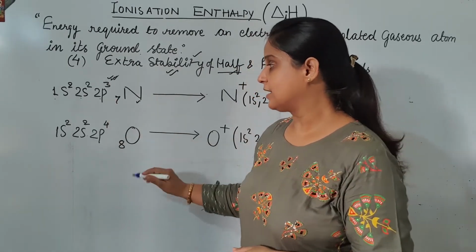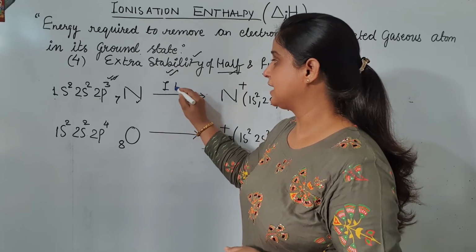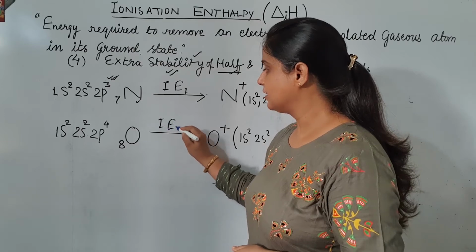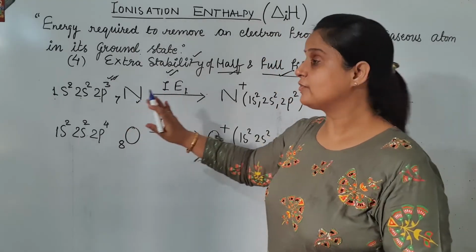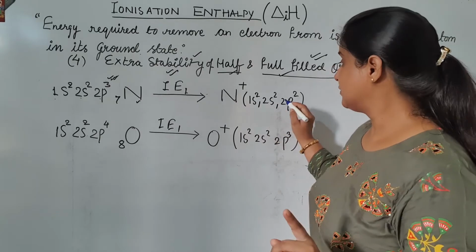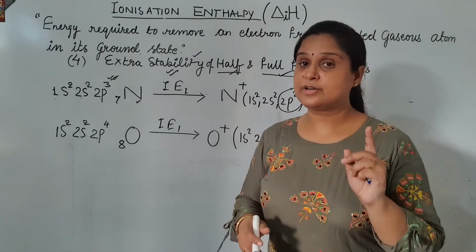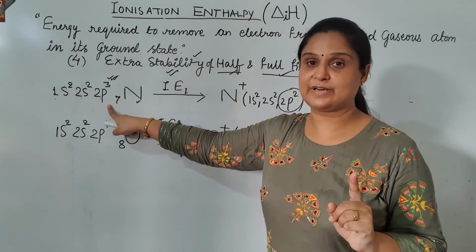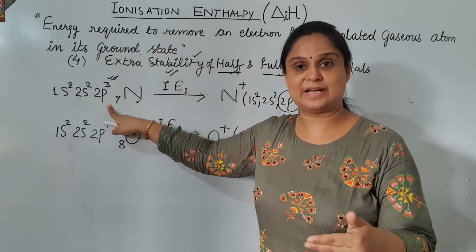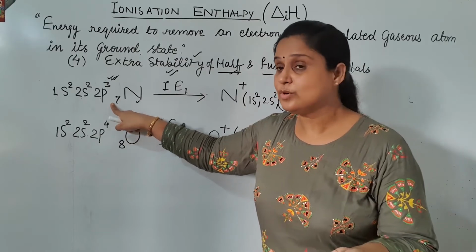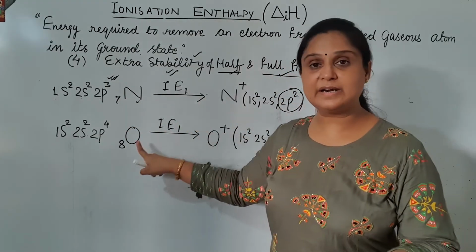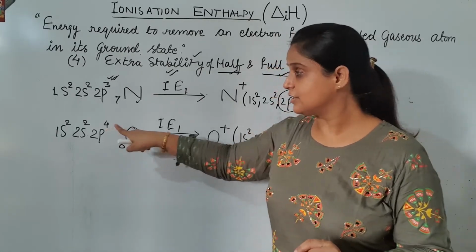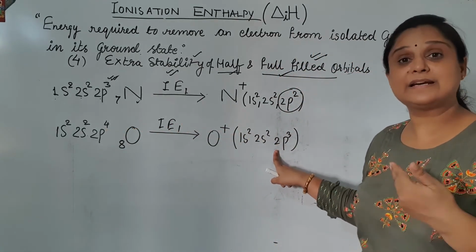If we compare the first ionization enthalpy, that is IE1 of nitrogen and IE1 of oxygen: for IE1 of nitrogen, it will convert into 2p2, and nitrogen will not easily give its one electron because after this removal, it will not be stabilized. It is already stabilized. So this will be a tough process compared to the other. The easier process will be this one, because after the removal of one electron, it will get stabilized.